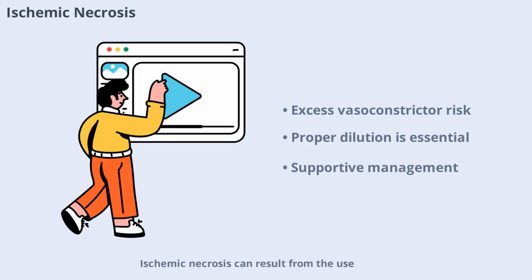Ischemic necrosis can result from the use of vasoconstrictors in excess or with insufficient dilution. This leads to tissue death and ulceration. Prevention involves using vasoconstrictors at the lowest effective concentration and ensuring proper dilution. If necrosis occurs, management is supportive, focusing on pain relief and preventing secondary infection.